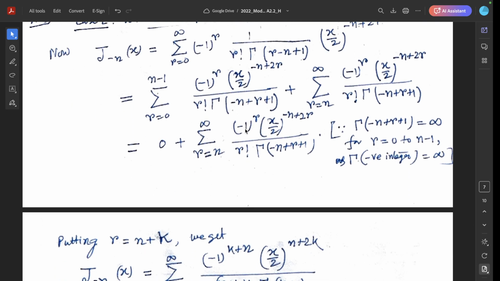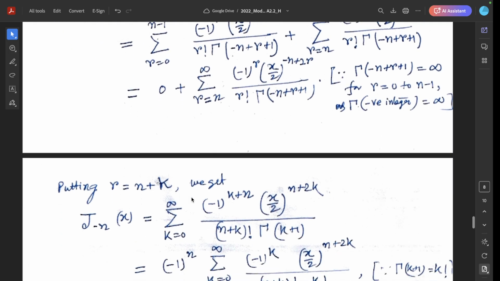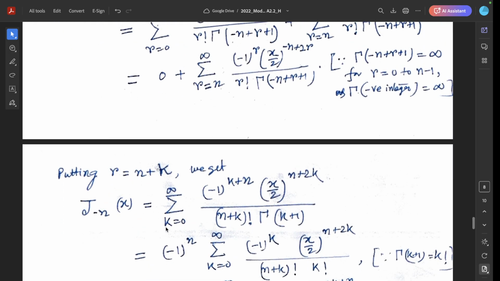The remaining part is r equal to n to infinity (minus 1) to the power r, (x by 2) whole to the power (minus n plus twice r), over r factorial gamma of (minus n plus r plus 1). Put r equal to n plus k, so when r equal to n, k equal to 0.